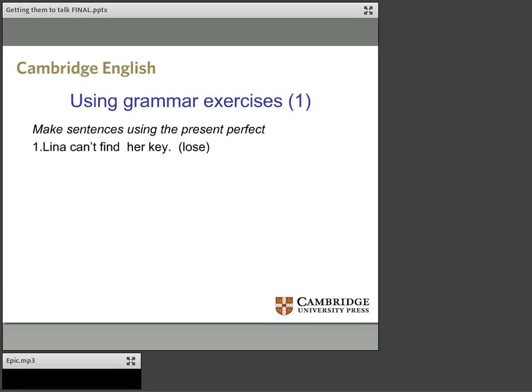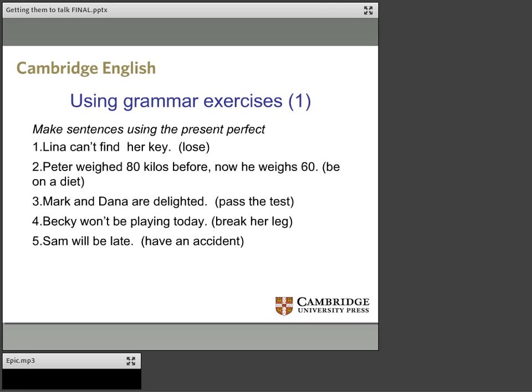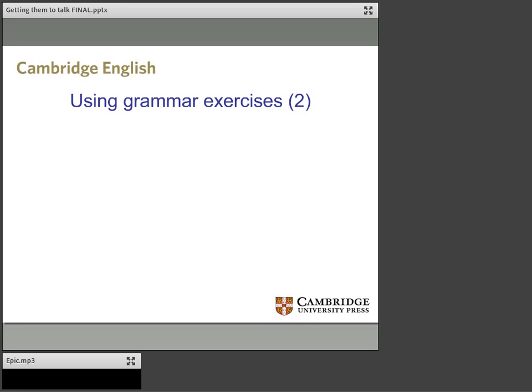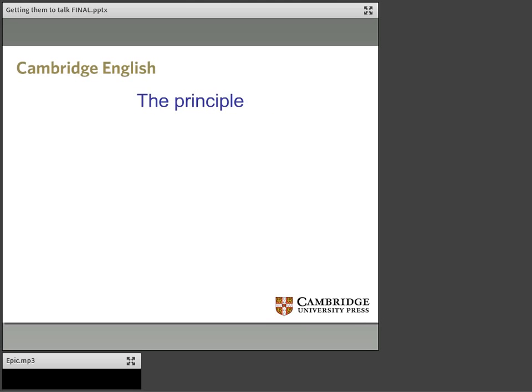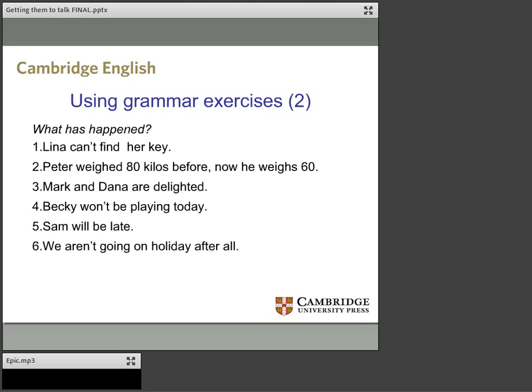Grammar exercises. Here's a standard grammar exercise, which is not for oral fluency, but is simply to practice the present perfect, very structured. As it stands, it doesn't really help us very much, but if we adapt it like this, we just delete the verb in parenthesis at the end of each line, and we say to the students, what has happened? Lena can't find a key. What do you think has happened? Okay, it's structured around the present perfect, but it invites personalized, interesting, varied responses.